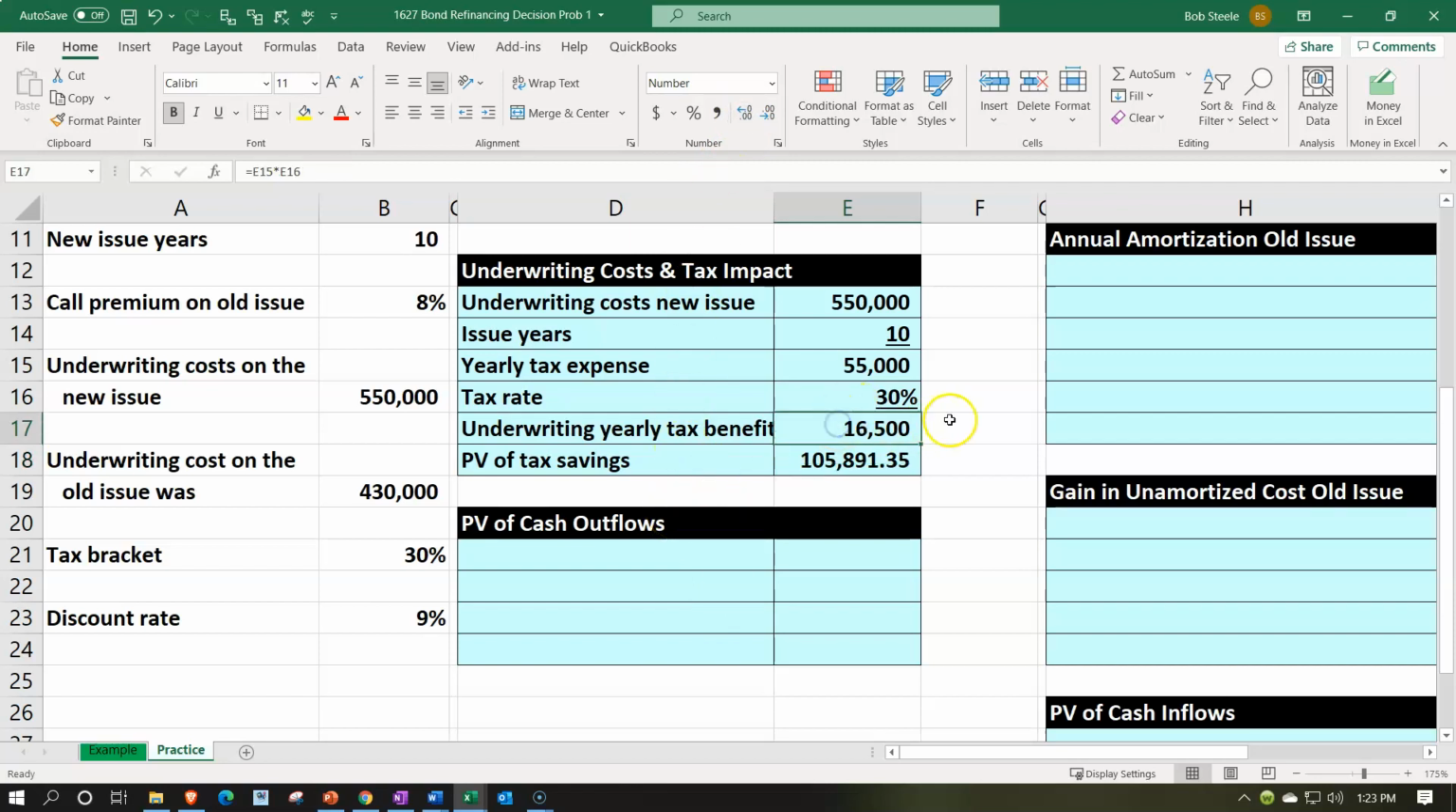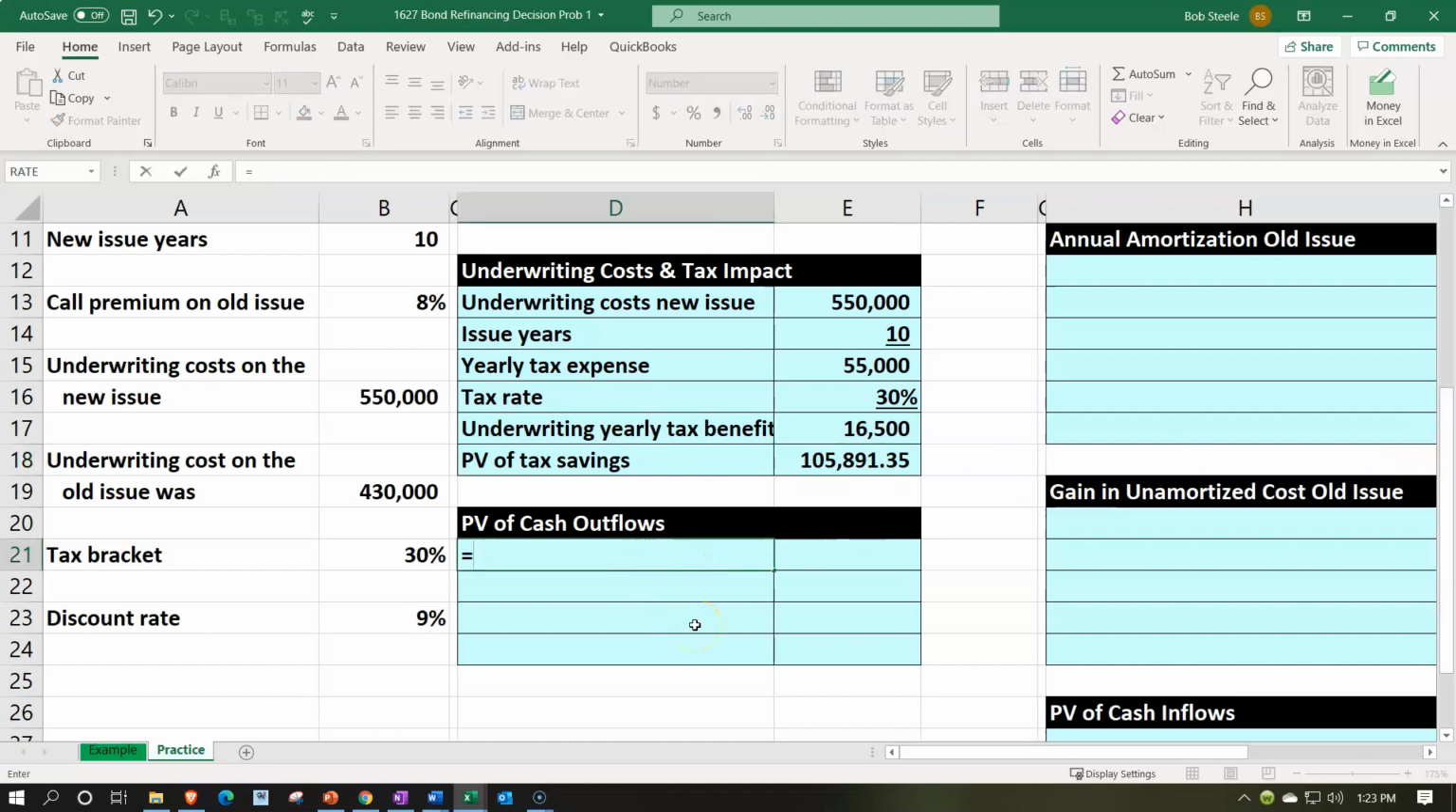So once again, tax savings of the 16.5 per year for the cash outflow that went out up front of the 550. If we want to then get the tax benefits to one lump sum number, the present value of it, then we do our present value calculation. We have the 105,892. So let's kind of sum these up.